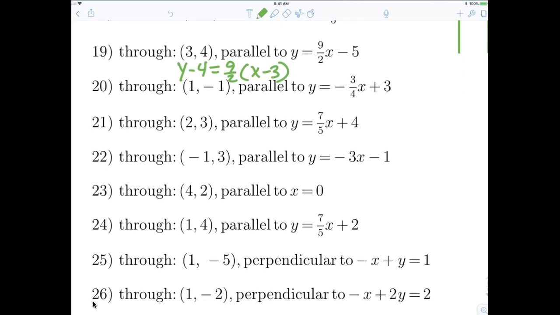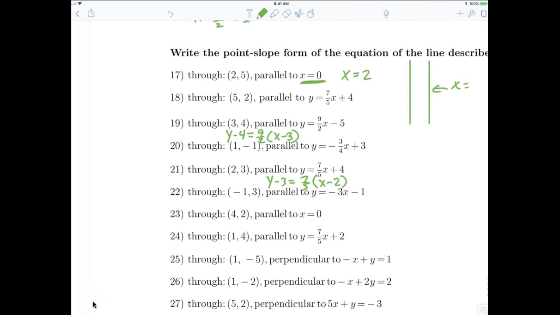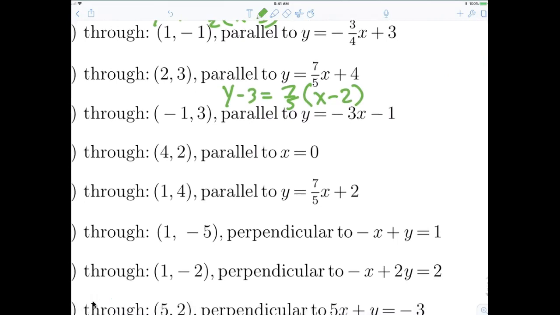Who wants to volunteer for that? Thank you. Go. Y minus 3 equals 7/5 times x minus 2. Right. We're still writing in point slope form, so we're in good shape.